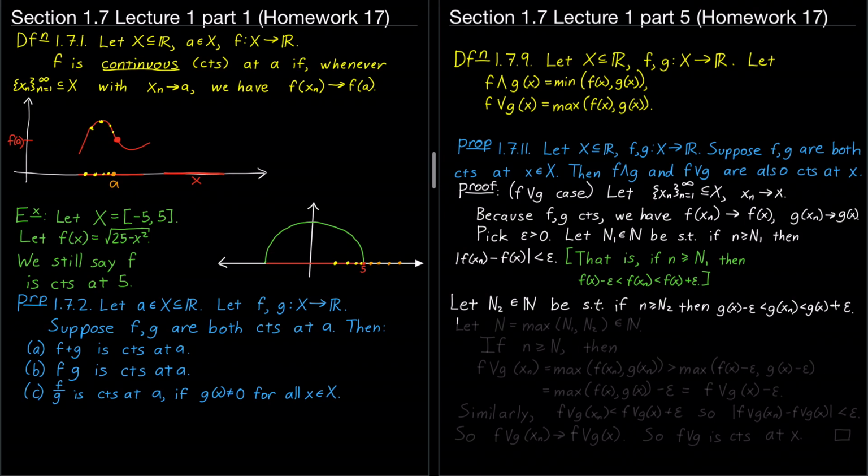And we're going to let capital N be whichever is bigger, N1 or N2. Pretty standard trick in analysis. You take N1 and N2 that both do the thing you want, and then you take the bigger one, and then both of them are going to work. And then if little n is bigger than big N, then let's write this out. We're going to take the maximum of f and g of x_n.